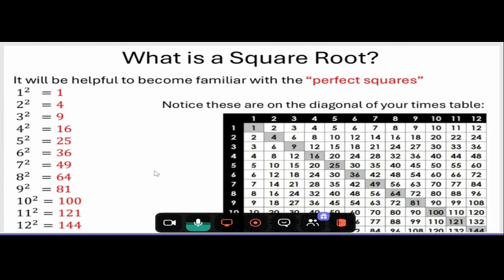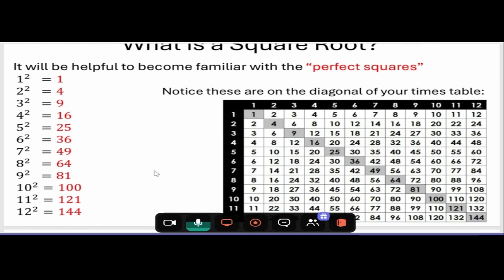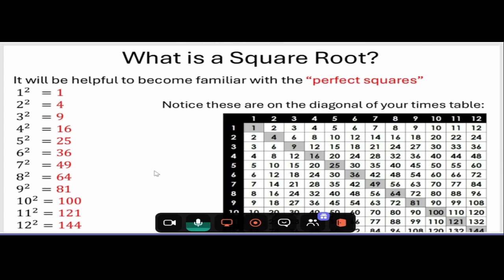Another thing, though, you might do is if you have a formula sheet, you might notice that this is just the diagonal down your formula sheet. So the diagonal of your times table has all of those perfect squares, and many of them have them shaded like we do here, so they're easy to pick out.